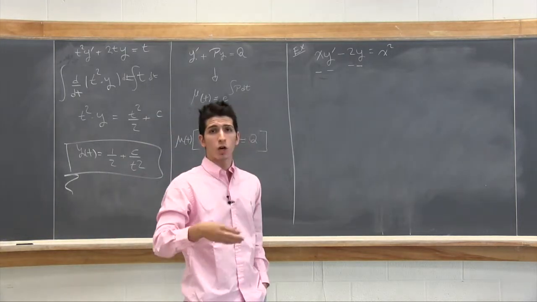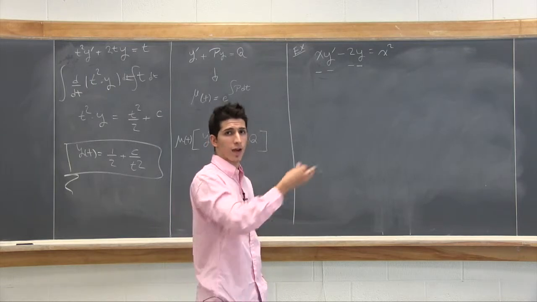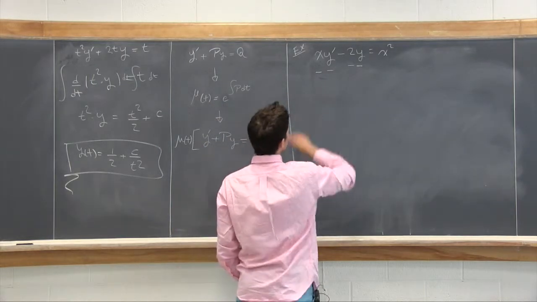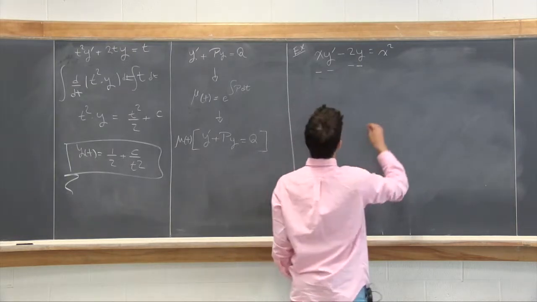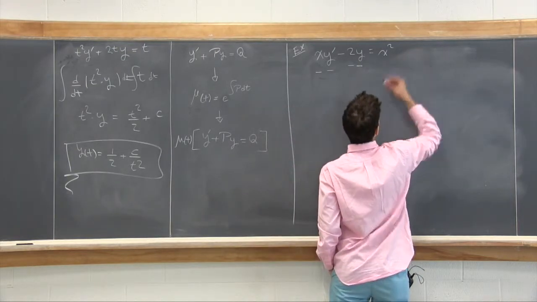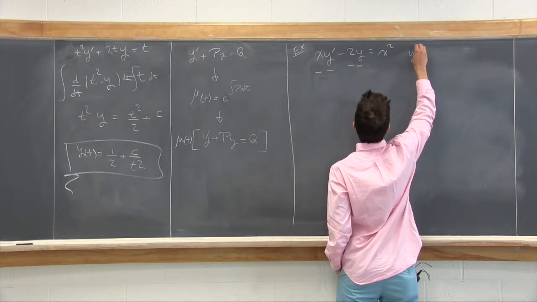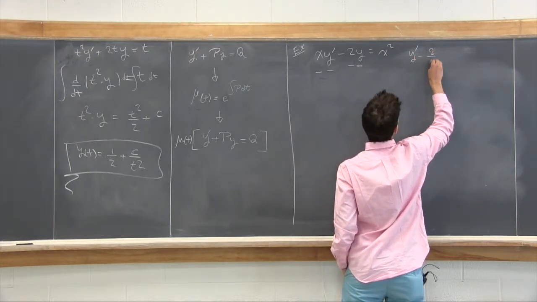So we actually have to find the integrating factor and put it in there. So how do we find the integrating factor? Well, first we have to put it in standard form. So let's go ahead and do it. I'm going to divide both sides by x. I'm going to get y prime minus 2 over x.